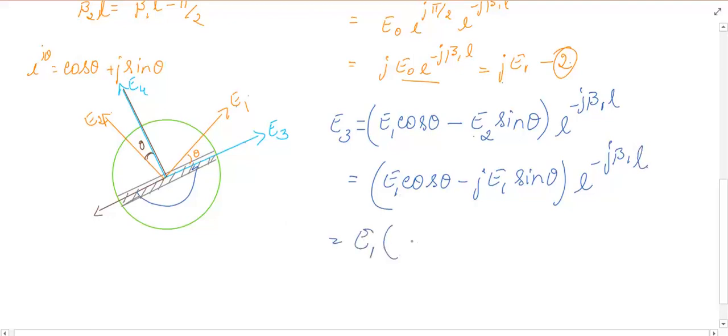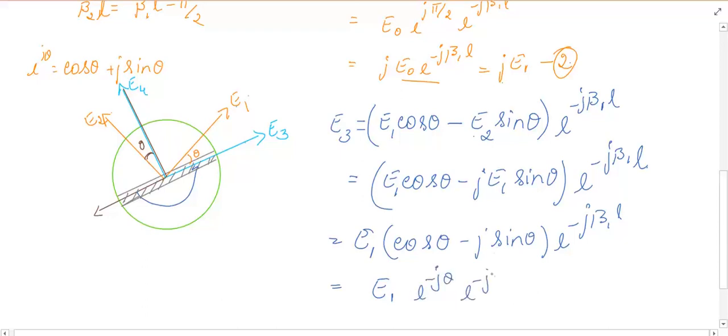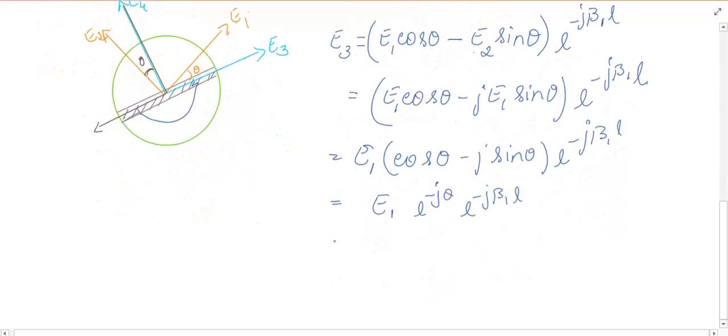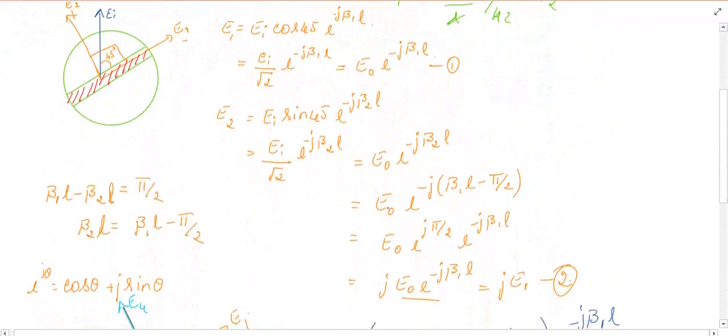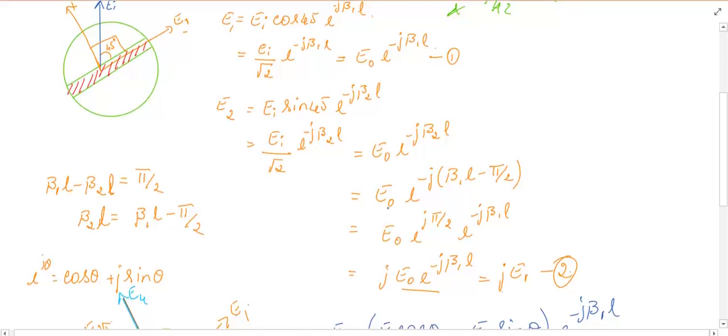If I take E1 outside, what remains is cos theta minus j sin theta into e to the power minus j beta 1L. Now this can be written as E1 as it is, and cos theta minus j sin theta is e to the power minus j theta, times e to the power minus j beta 1L. Upon further simplification, what is our E1? E1 is nothing but the expression I had written here, equation number 1.